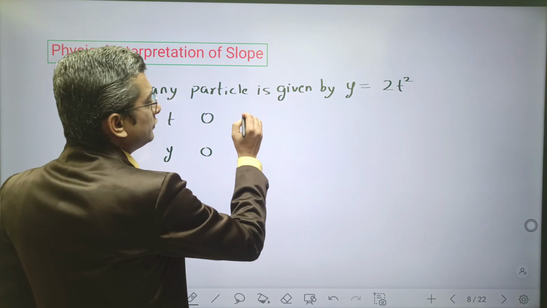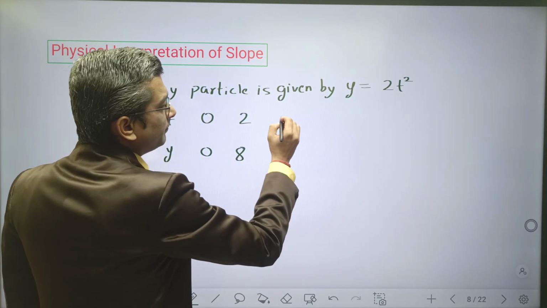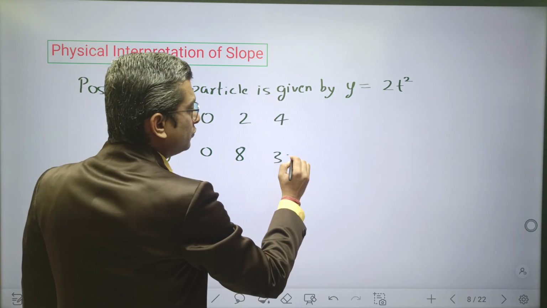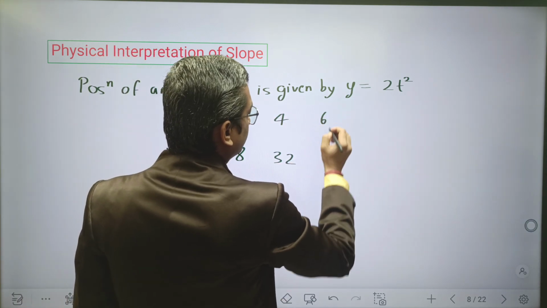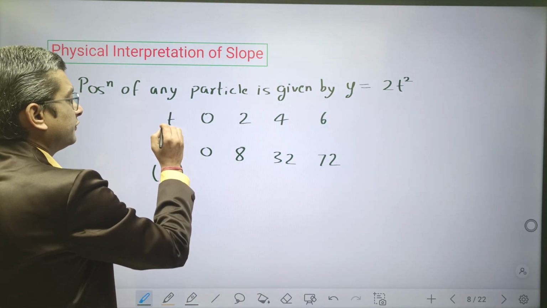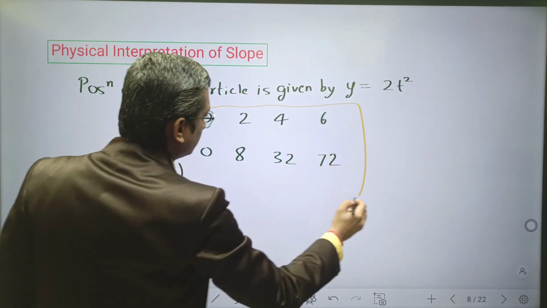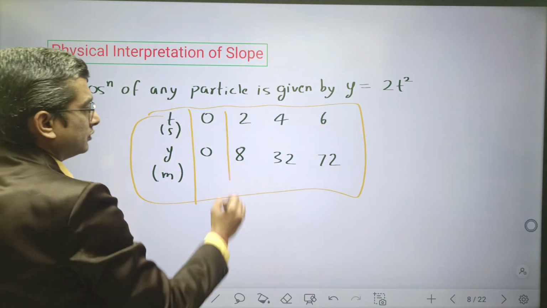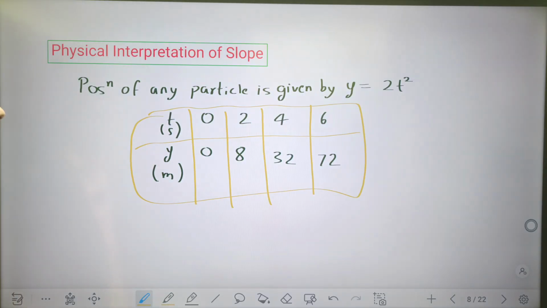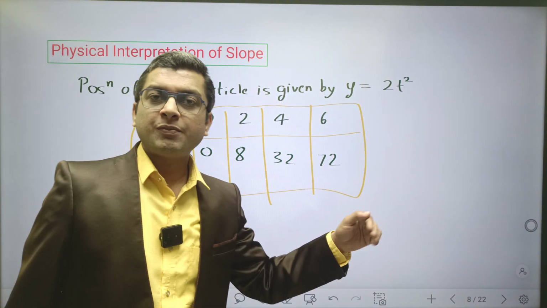Suppose t is 2 seconds, so 2 square is 4, y is 8 meter. T is 4, 4 square is 16, so 32 meter. T is 6, 36 times 2 is 72 meter. So this y is in meter and this t is in seconds. What we see is that as time changes, y, that is the position of the particle, also changes.